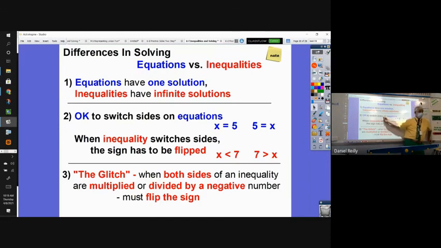It's okay on equations to just flip the sides. You don't have to worry about anything. But when you switch the sides in an inequality, the inequality sign has to flip with it. Pointing to the x over here, it still has to point to the x. And finally, the most significant one, and the one that people will forget, right, Maggie, is the glitch. Do not forget the glitch. When you solve an inequality and you multiply or divide both sides by a negative number, you have to flip the direction of the inequality sign.